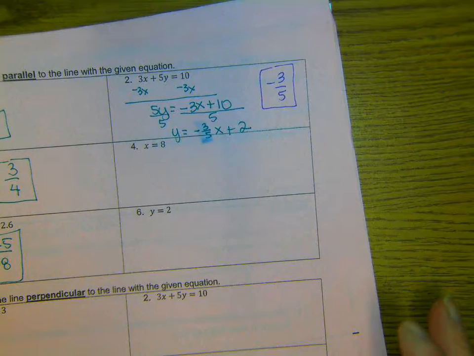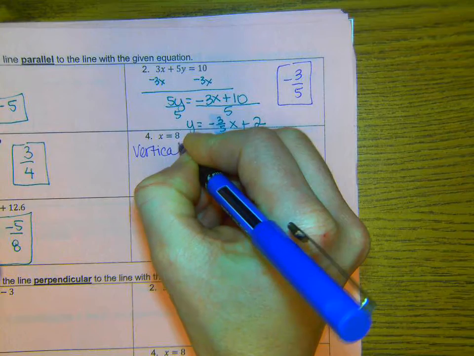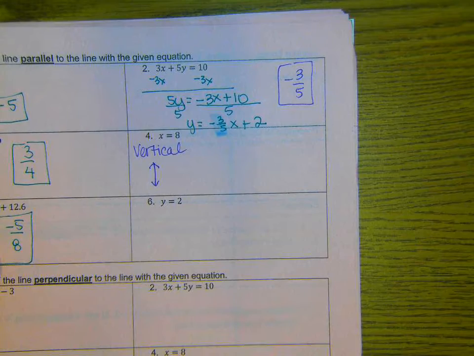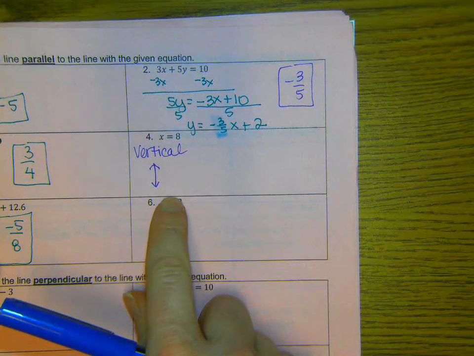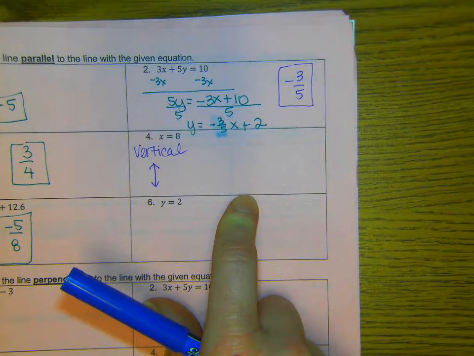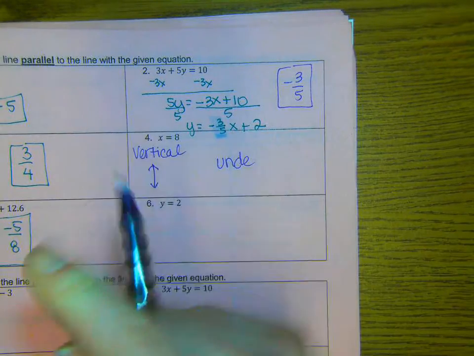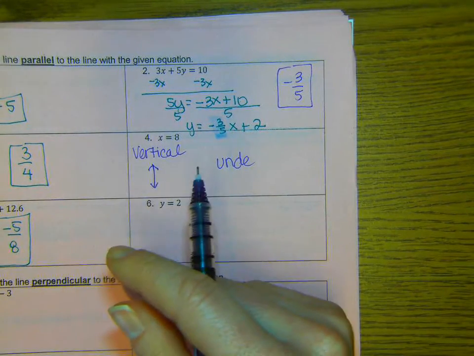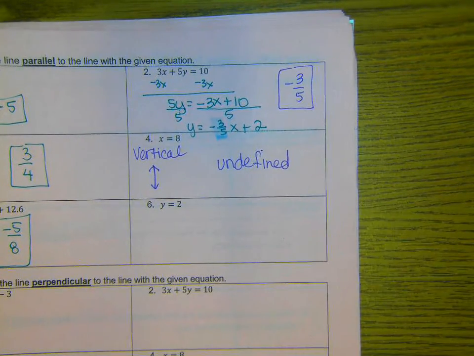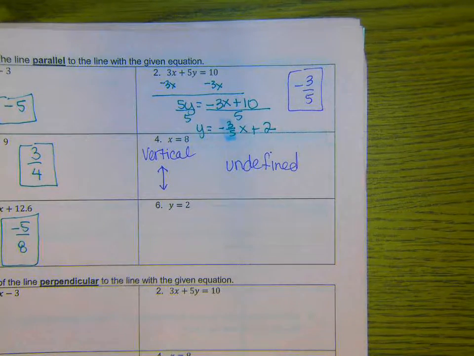Okay, let's take a look at number 4. Does anybody remember what kind of line number 4 is? Vertical. Yep. Okay. Vertical. And vertical lines go like this, which means their slope is undefined. Well, if the line is vertical, wouldn't the parallel line also have to be vertical? So what would be the slope of another vertical line? Not 0. 0 is like this. Okay? This is undefined slope. So we're going to write undefined.